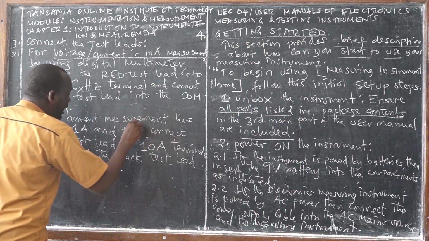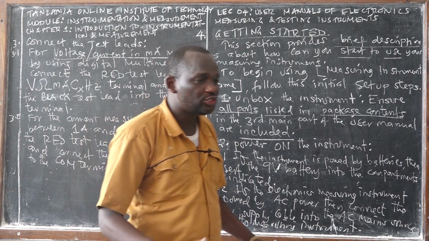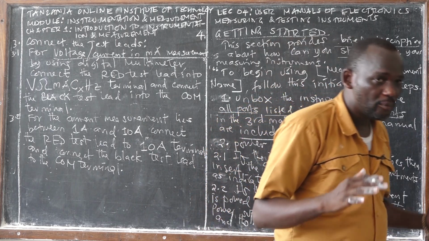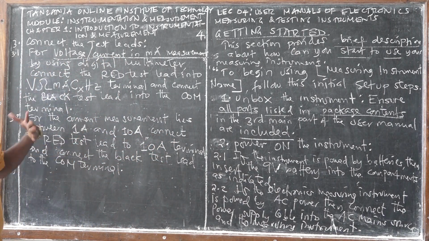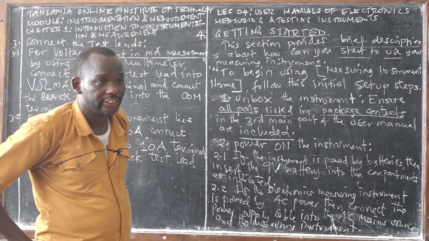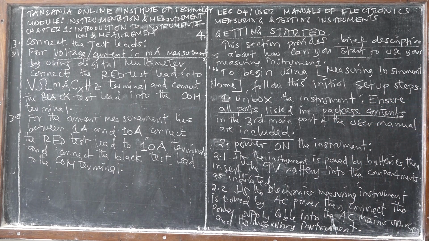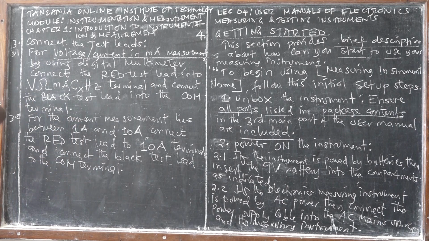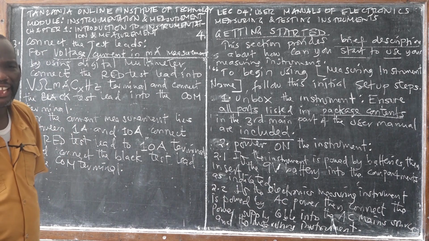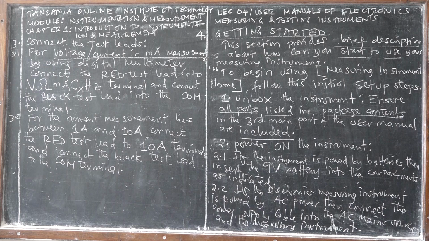Because an ammeter is always connected in series, it should always have current protection. To protect the electronic measuring and testing instrument we use a fuse, especially if you want to do current measurement using a milliammeter or an ammeter. Fuse. You know fuse? A fuse is a safety protection element against overcurrent.